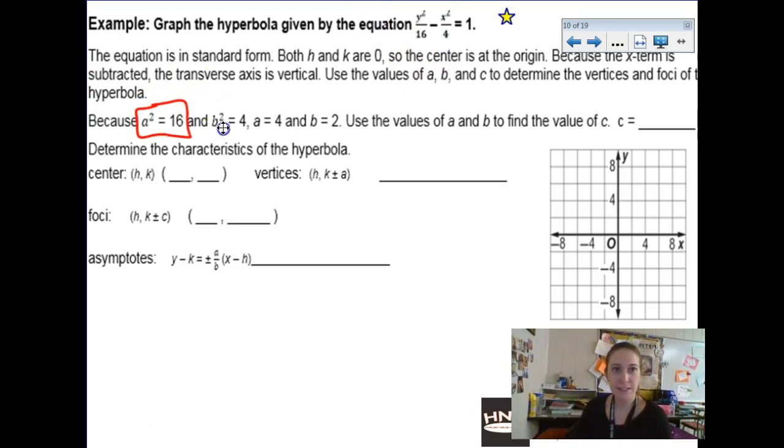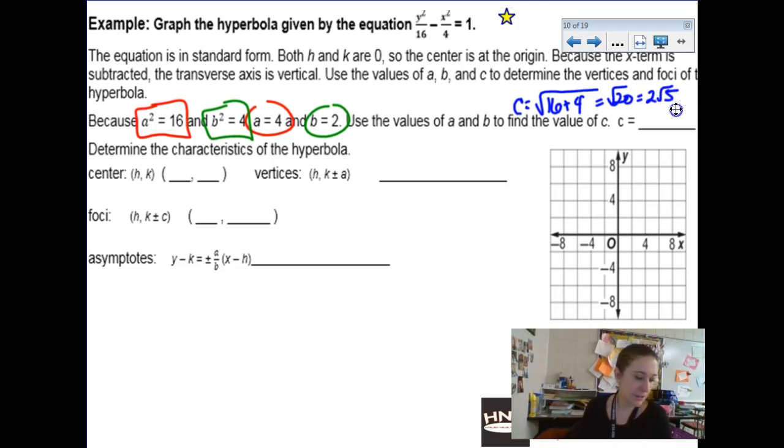A squared is 16, so that means a is 4. And b squared is 4, so that means b is 2. So if we do a quick calculation for c, c is the square root of a squared plus b squared. So that would be the square root of 20, which of course you can reduce to 2 square roots of 5, or I think I wrote down, it's roughly 4.47. I know it's prettier to look at 2 square roots of 5, but 4.47 if I'm going to graph makes a lot more sense to me.